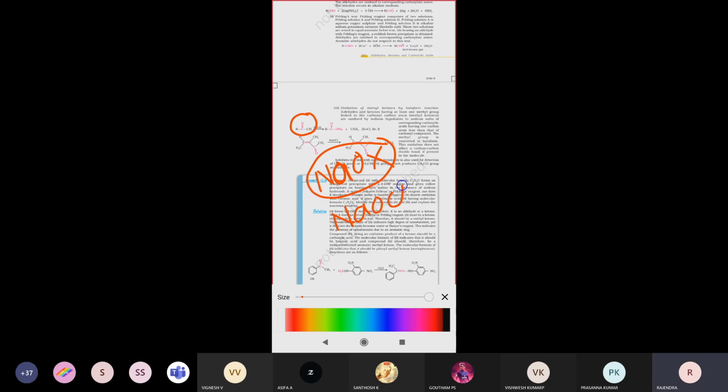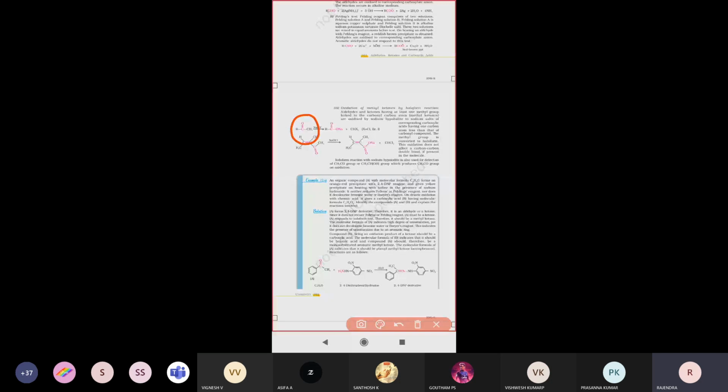We call it sodium hypohalite. So let us see that. When ketones react with sodium hypohalite, they form a carboxylic acid. The sodium salt of the carboxylate ion is formed, and along with it chloroform will be produced, right? So this is what we call the haloform reaction.